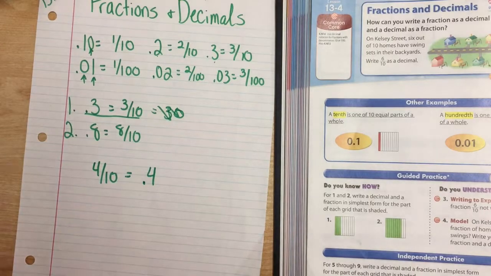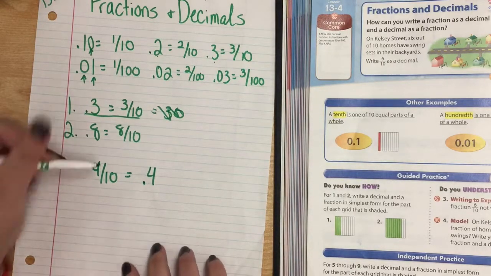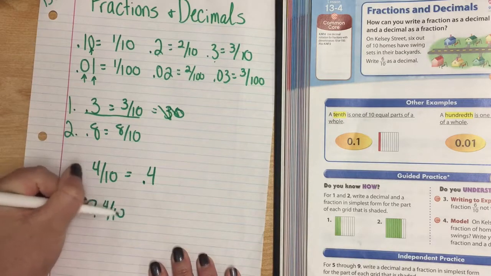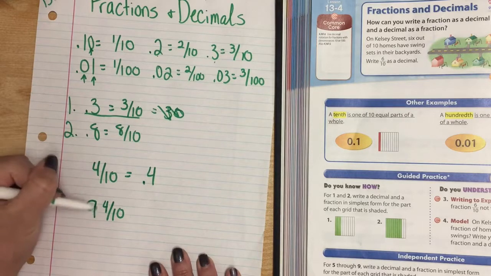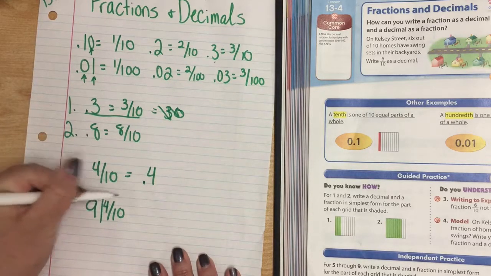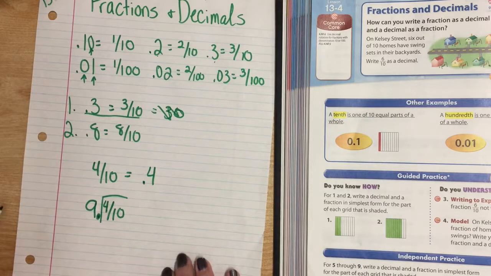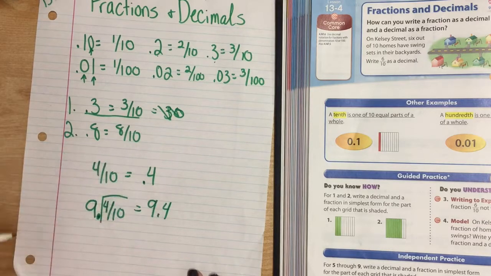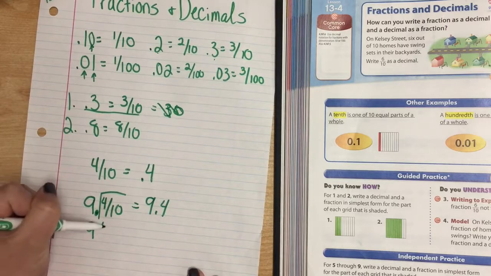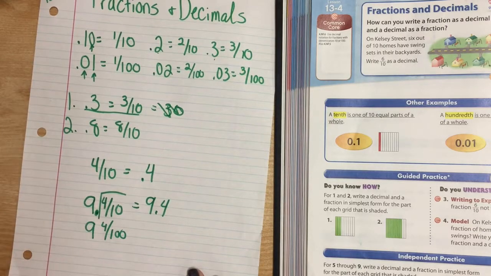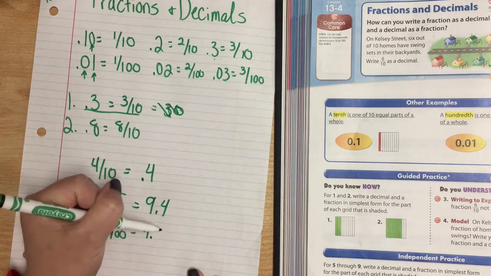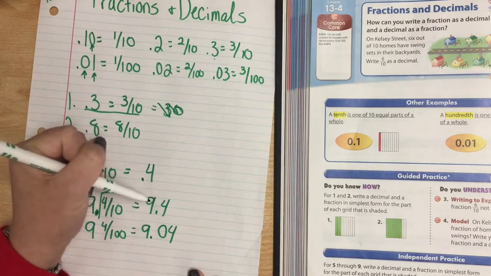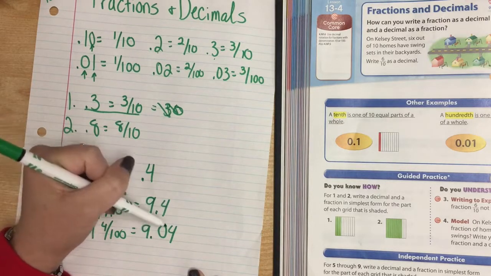What happens if I have a bigger fraction? What if this 4/10 was a 9 4/10? Think of this as what goes in front. The fraction part, that's where the decimal is. So 9 stays put. 9 4/10 becomes 9.4. 9 4/100ths becomes 9.04. So this is the difference of having $9.40 or $9.04.